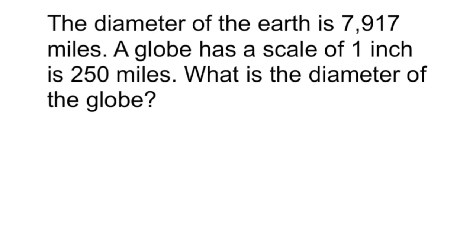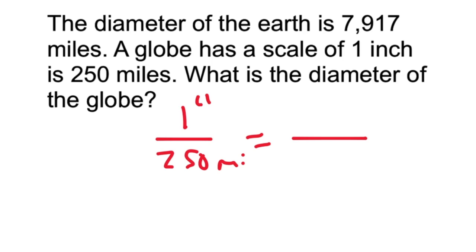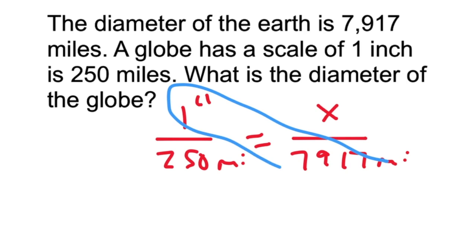The diameter of the Earth is 7,917 miles. A globe has a scale of 1 inch is 250 miles. What is the diameter of the globe? So the scale is 1 inch is 250 miles. And that's going to be equal to the diameter of the globe in inches, which we don't know, over 7,917 miles. Easiest way to solve this one is to cross multiply.